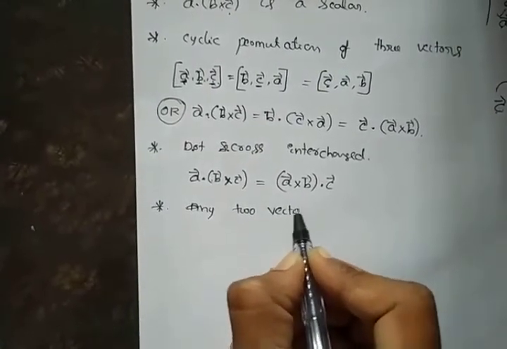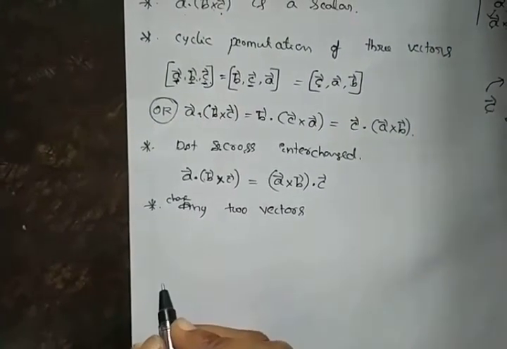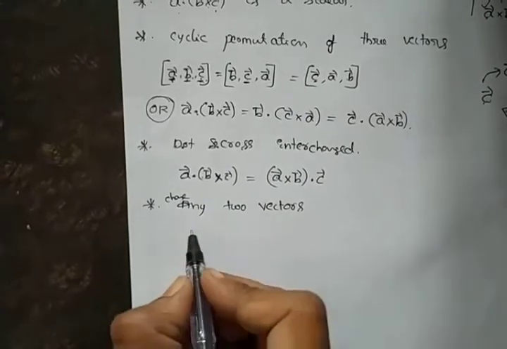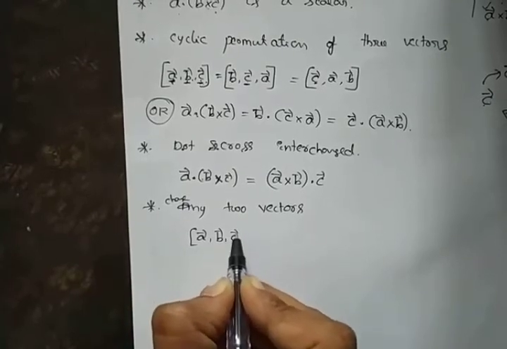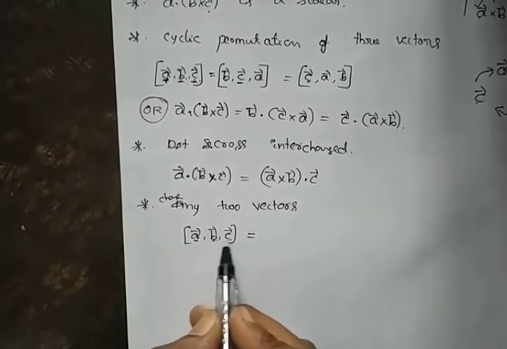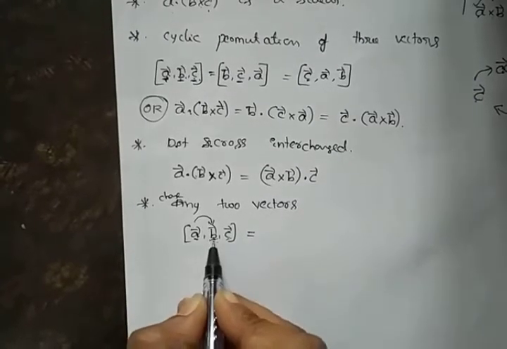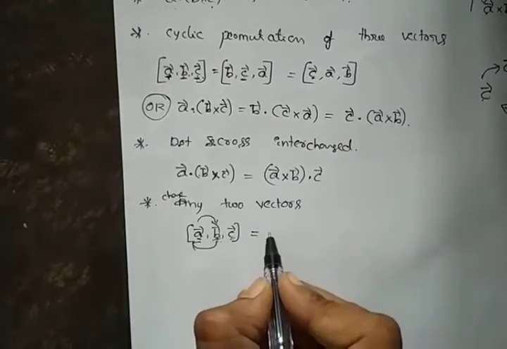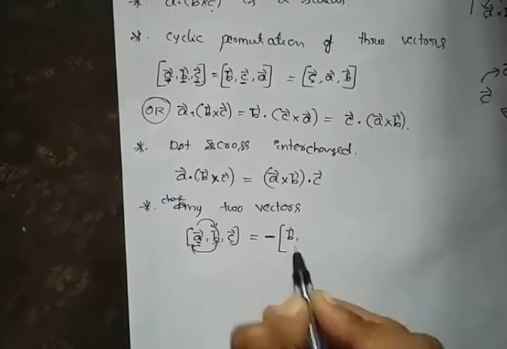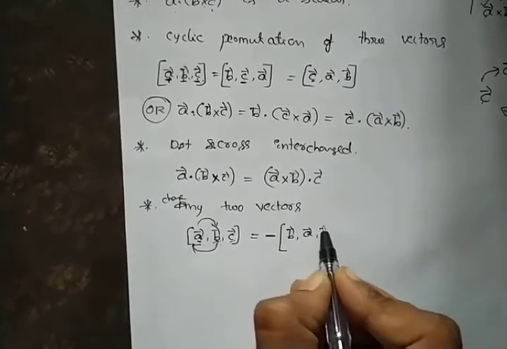If we change any two vectors in the scalar triple product, then the sign of the scalar triple product changes. Here we have the scalar triple product of three vectors A, B, C. If we change any two vectors, then the sign of that scalar triple product changes. Here I am going to interchange these two vectors. In place of A, I am going to write B vector, and in place of B, I am going to write A vector, then C. Then the sign changes.